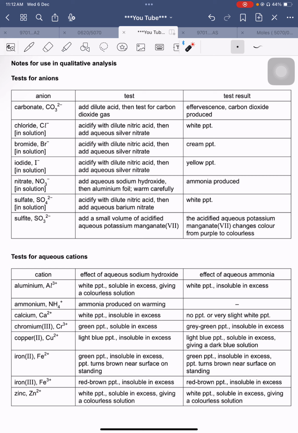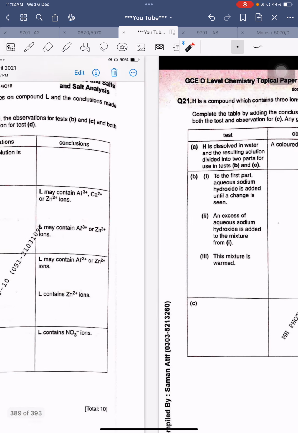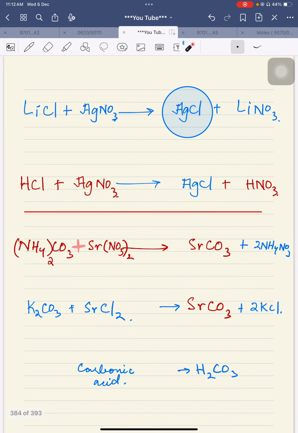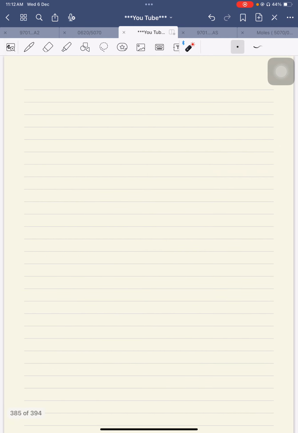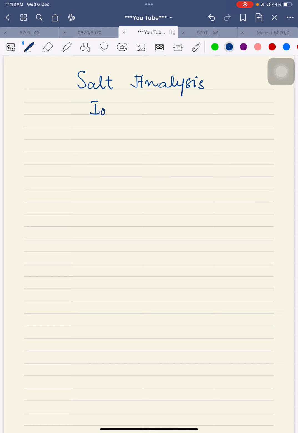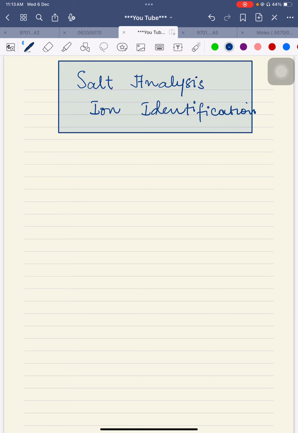Okay, so there are three columns. Before the three columns, I would like to give you some information. Let's add a page here, and then we can write it down. First of all, it is related to salt identification or ion identification. Salt analysis, or ion identification. So these are the two names for this method, for this topic.